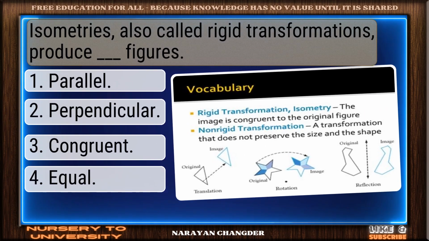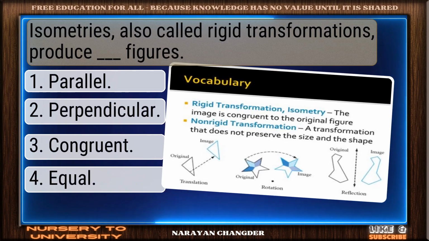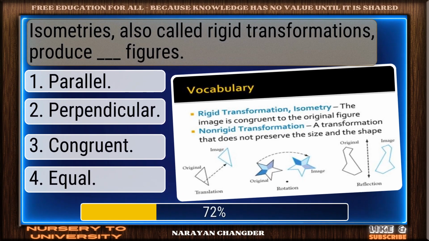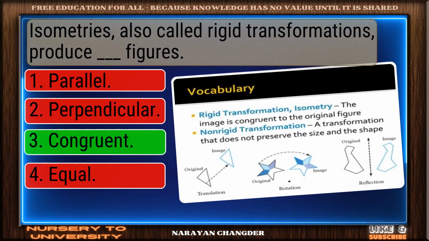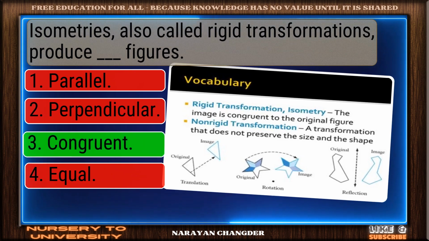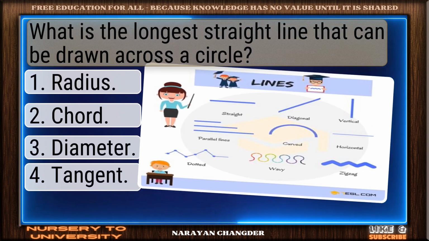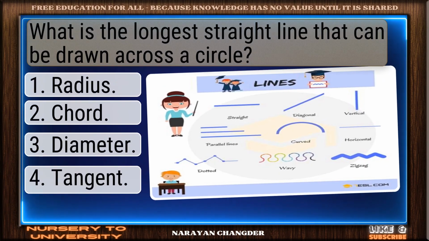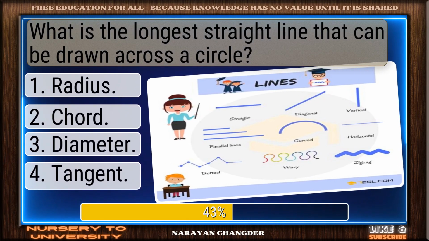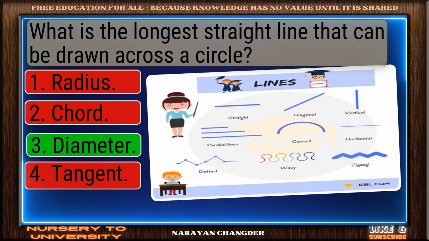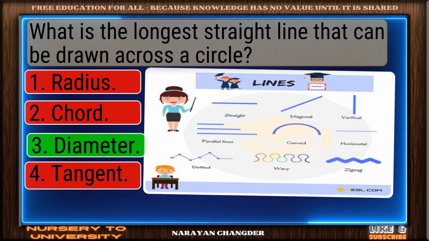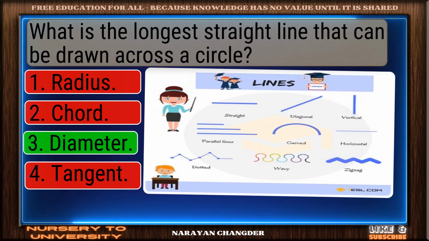Isometries, also called rigid transformations, produce dash figures. Great thinking. Congruent is the right choice. What is the longest straight line that can be drawn across a circle? You're right. Diameter is the correct answer.